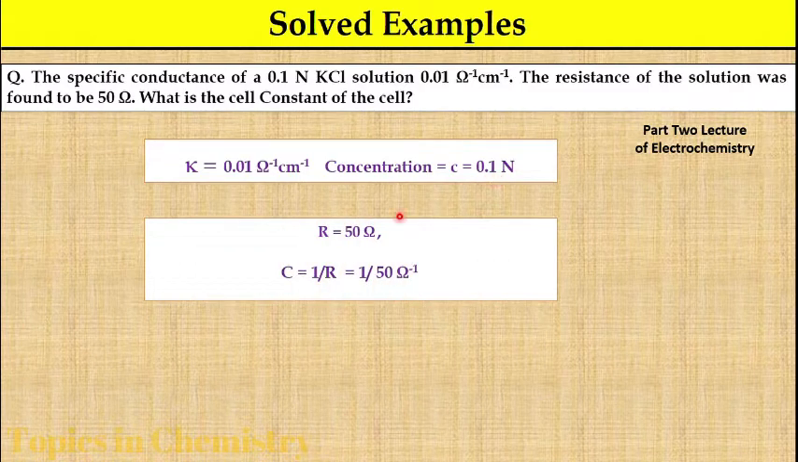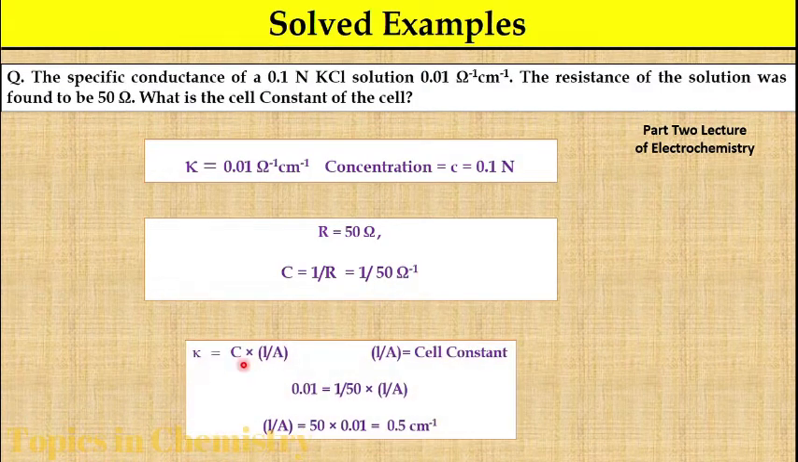Now this is the resistance that is given in the question. R is equal to 50 ohm. So you know that reciprocal of resistance is called conductance. So C is equal to 1 by R, that is equal to 1 by 50 ohm inverse. Now that is the formula that I have discussed in part 2 lecture. So kappa is equal to C into L by A.